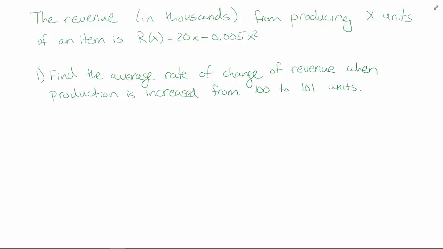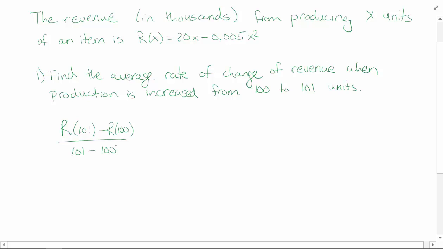So average rate of change is going to look like R of 101 minus R of 100, divided by 101 minus 100. You can essentially see that it's the slope of the line between the 2 points where x is equal to 100 and x is equal to 101.